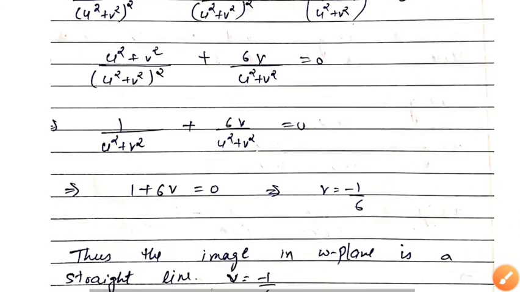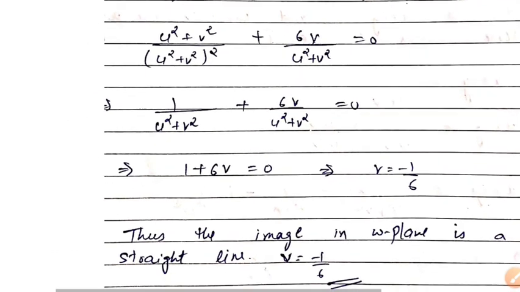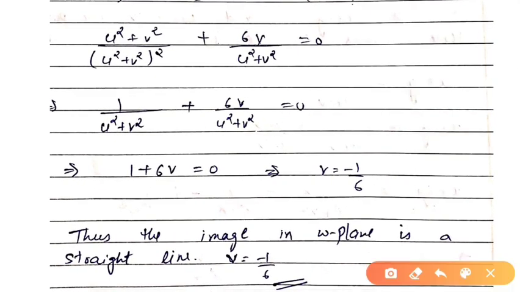Now here you can see this u square plus v square will be cancelled. This u square and one u square plus v square will be cancelled. So you get here 1 upon u square plus v square, and this term will remain as it is. Again in the next step the denominator is the same, so you can add the numerators. So you get 1 plus 6v upon u square plus v square is equal to 0.